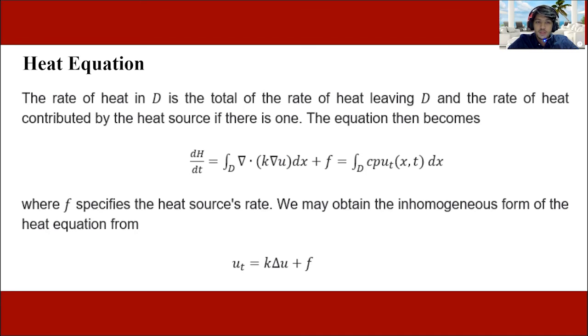So the rate of heat in D is the total of the rate of heat leaving D and the rate of heat contributed by the heat source, if there is one. So in this equation, where F specifies the heat source rates, you may obtain the inhomogeneous form of the heat equation, U_t equal to K delta U plus F.